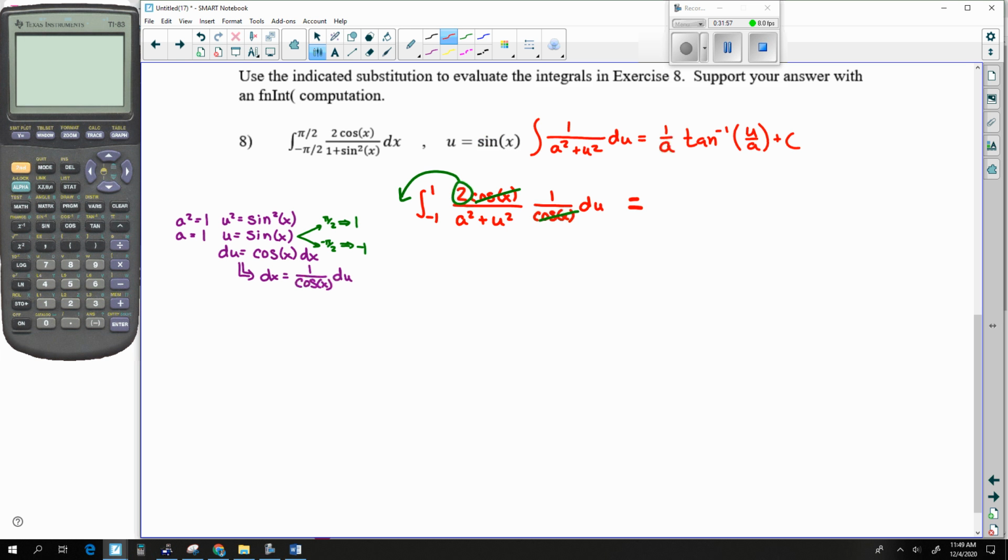All right, so 2 got brought out, and so now this is going to be 1 over a, so that's 1 over 1, which is 1, inverse tangent of u, which again is going to remain the letter u, over a, which is 1, and then this is getting evaluated from negative 1 to 1.